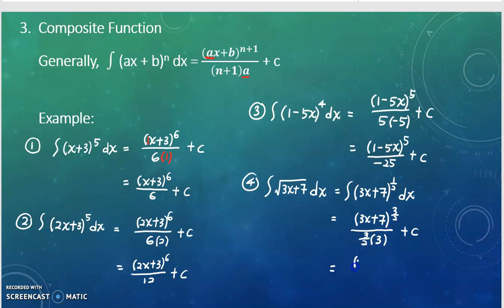So here is (3x + 7) to the power of 3/2 over 3/2 times 3, which is 9 over 2, plus c. And finally, this one I bring to the numerator. From 9 over 2, it becomes 2 over 9 in front of the bracket (3x + 7) to the power of 3/2, plus c.